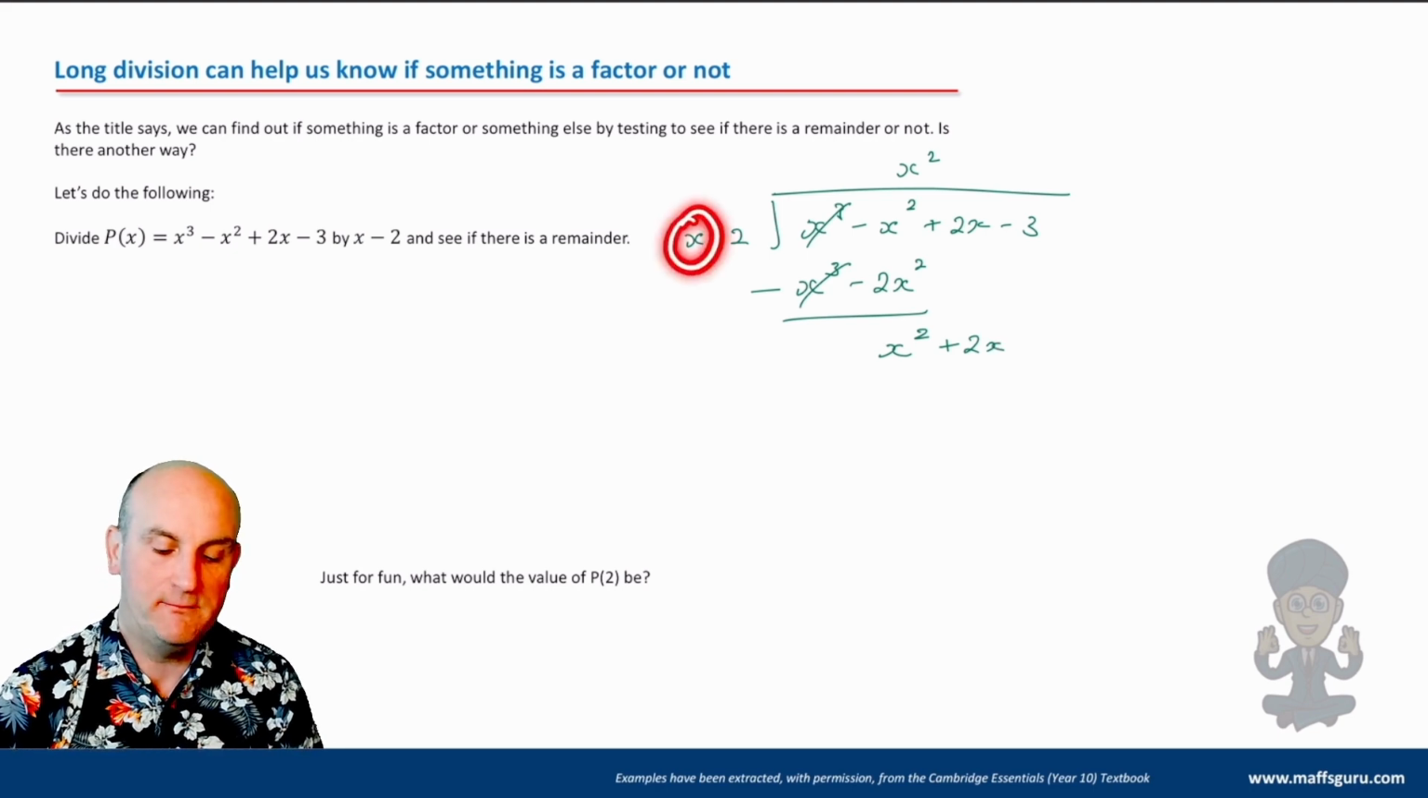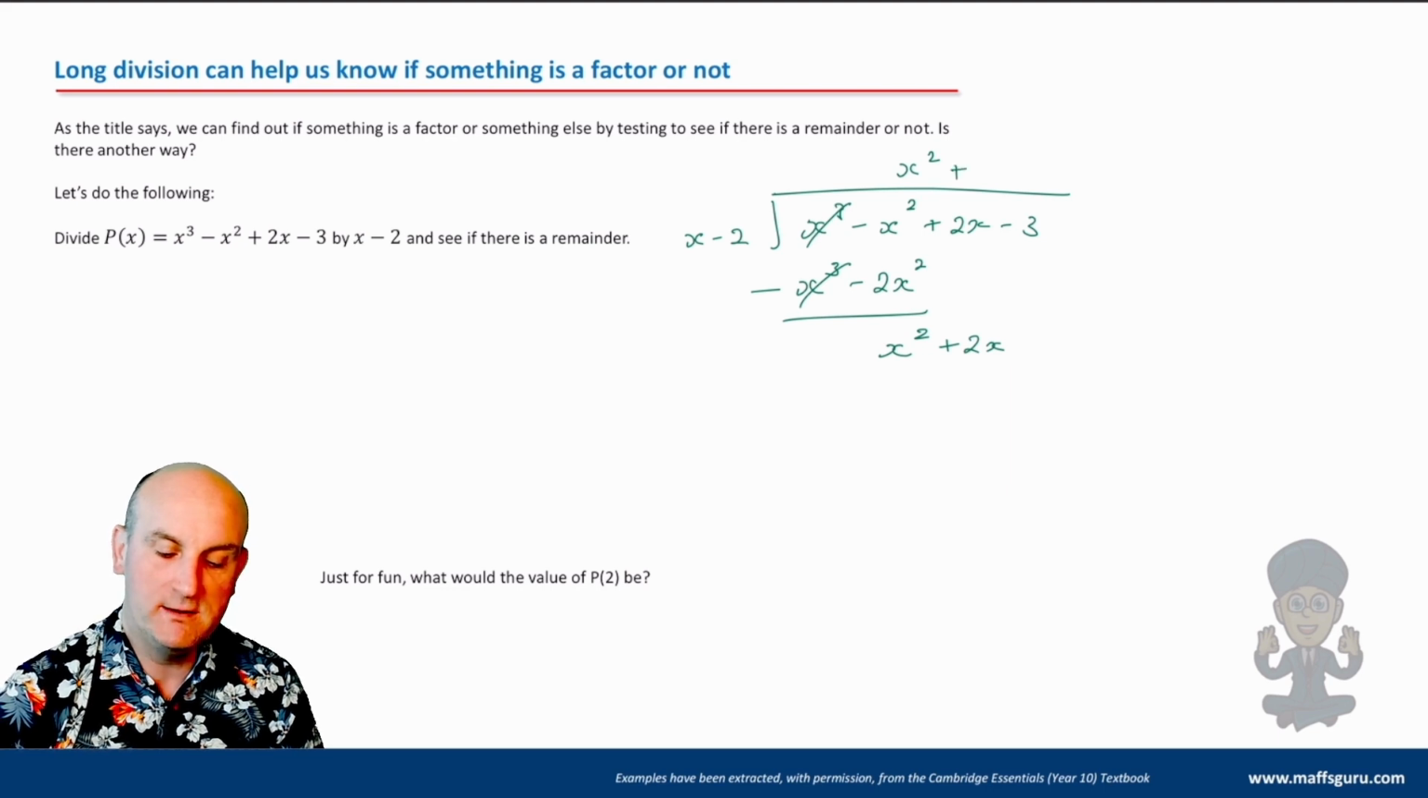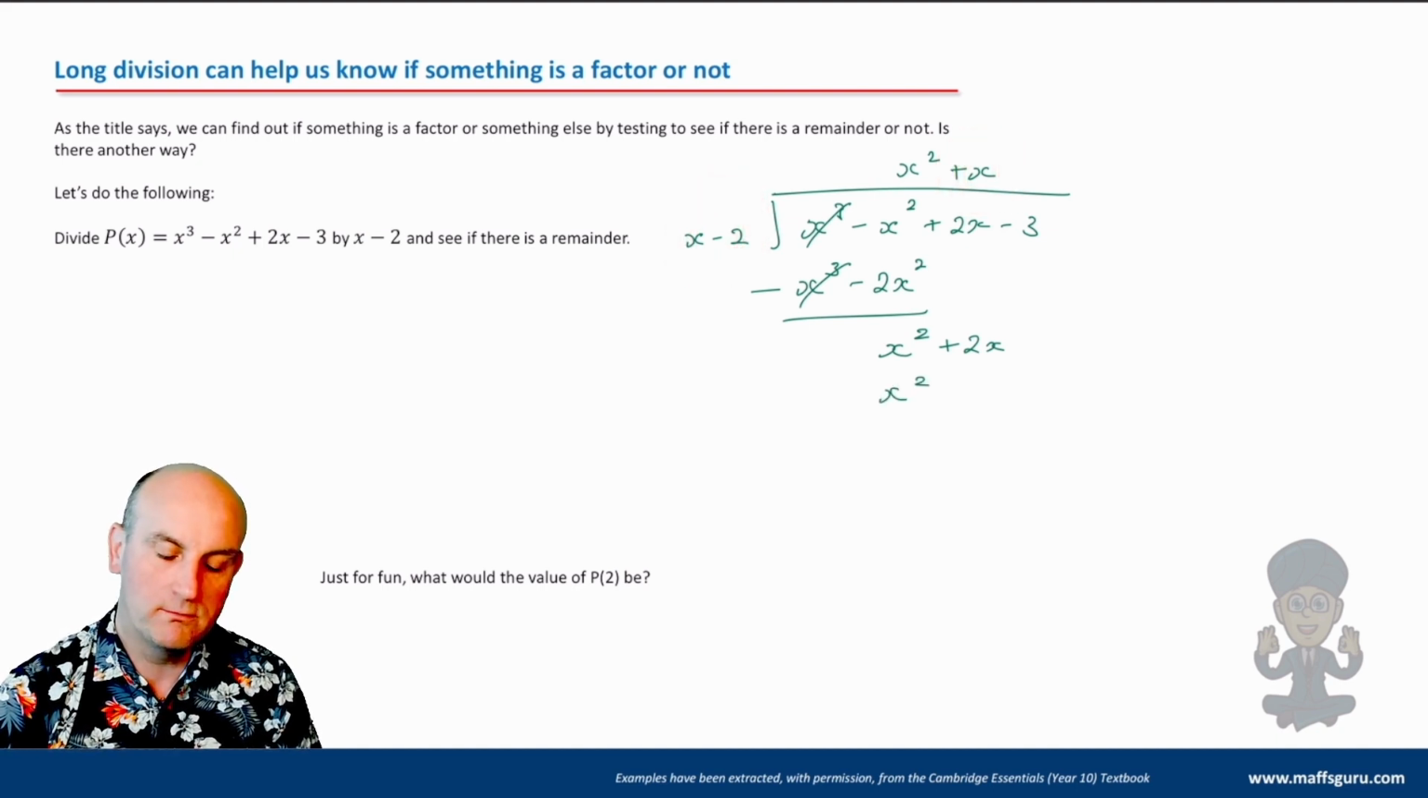But this time I say how many x's go into x squared. So x squared divided by x gives me plus x. I've written something on top, so I do the plus x times everything there. So plus x times x gives me x squared. Plus x times minus 2 gives me minus 2x. Subtract. X squared minus x squared, they go, which is good. Plus 2x minus minus 2x would be plus 2x. So that's going to give me 4x. And then bring down the minus 3.